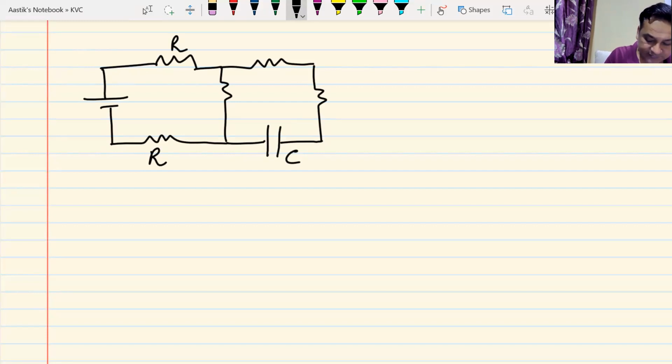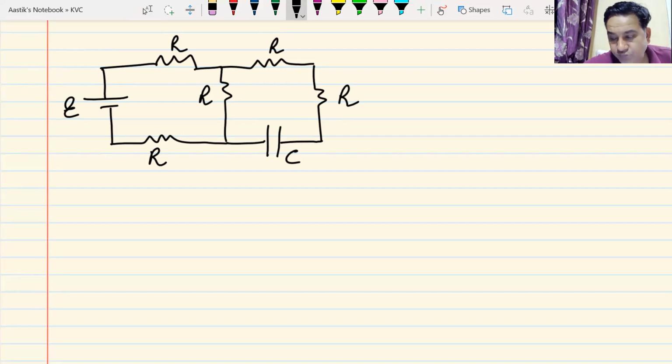Each resistance is R. Can you find out the charge on the capacitor? When I say charge on the capacitor, I mean charge at infinity. We understand this? I'll give you 2 minutes. You got the answer? What's the answer? CE by 2.